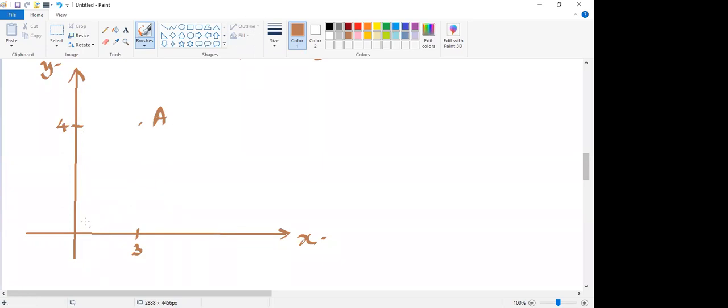This is the position vector. I'm interested in the position vector of point A. So that vector there is the position vector of point A. I want to call it vector A. Can you give me vector A as a column vector?